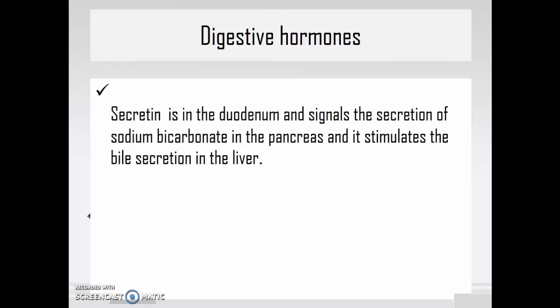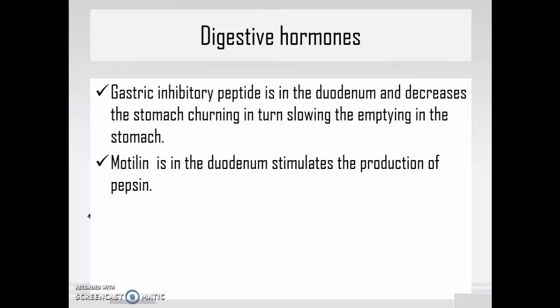Secretin is in the duodenum. The duodenum is actually part of the small intestine, and secretin signals the secretion of sodium bicarbonate in the pancreas, and it stimulates bile secretion in the liver. Now what is bile? It emulsifies fat. Now GIP, that is gastric inhibitory peptide, is in the duodenum. The small intestine has three parts: duodenum, jejunum and ileum. This hormone decreases the stomach churning, in turn slowing the emptying of the stomach.